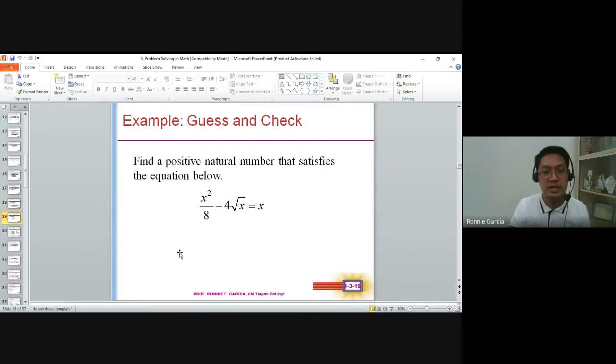That satisfies the equation x squared divided by 8 minus 4 times the square root of x is equal to x. So what is that value of x nga mo satisfy ani? Na kung i-square nimo siya divided by 8 tapos i-multiply nimo ang 4 og square root of x, i-minus nimo dito, ang mugawas is kadto mismong x. So what is the value of x? You may start sending your answers right now. And again, the first student who will give the correct answer will have additional points.